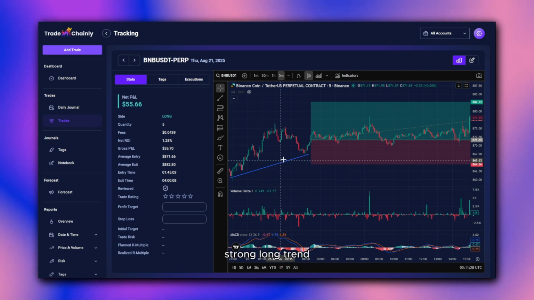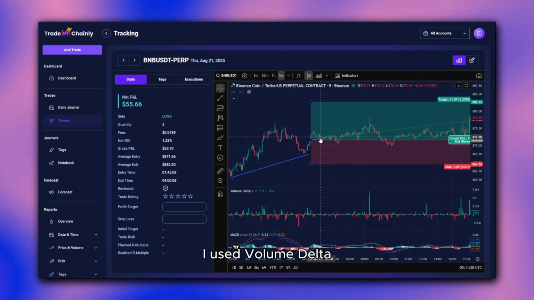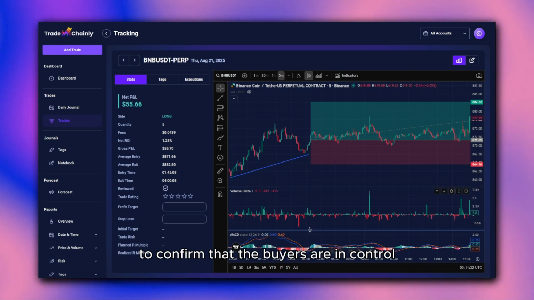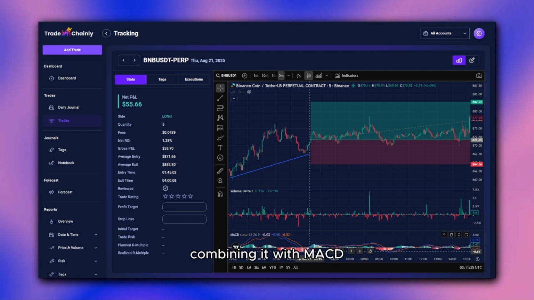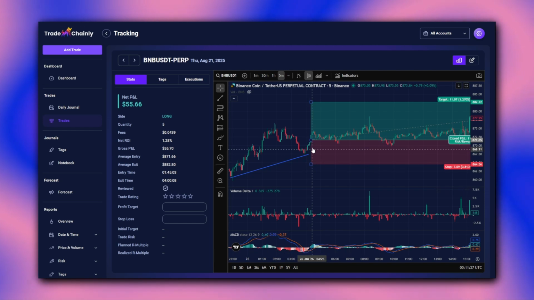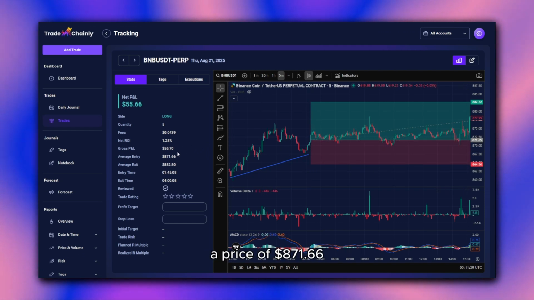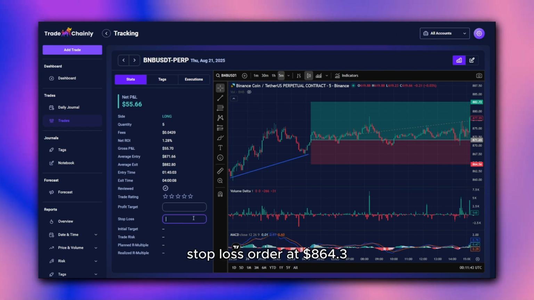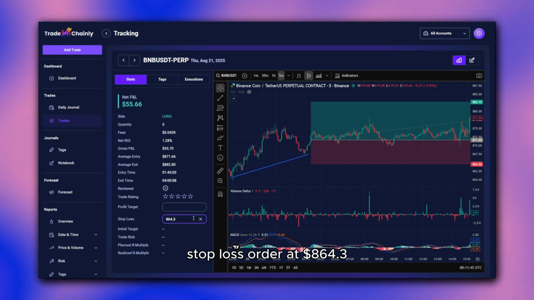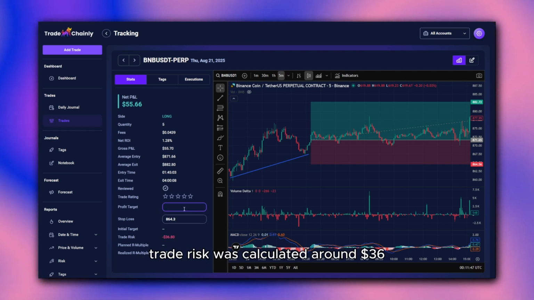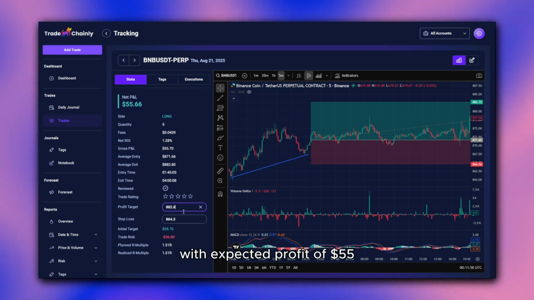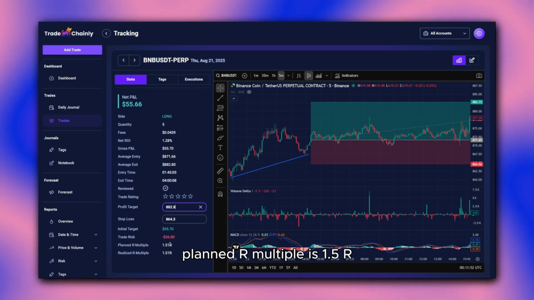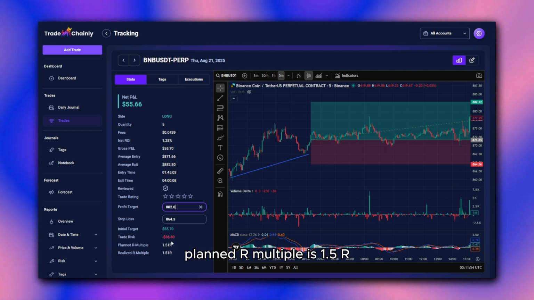The last trade we'll review is a Binance coin scalping trade. Momentum set up on a strong long trend. I used volume delta to confirm that the buyers are in control. Combining it with MACD confirmed the expansion. I opened the position at a price of $871.60. Stop loss order at $864.30. Trade risk was calculated around $36 with expected profit of $55. Planned R multiple is 1.5R.